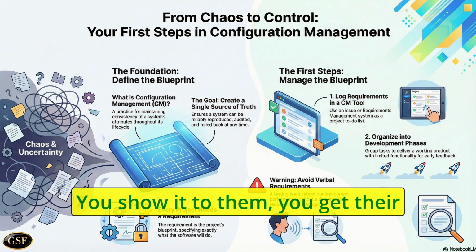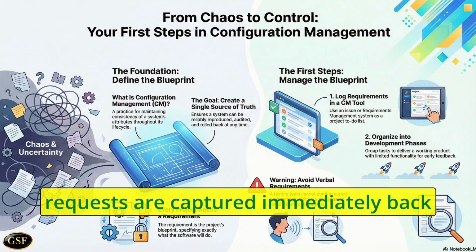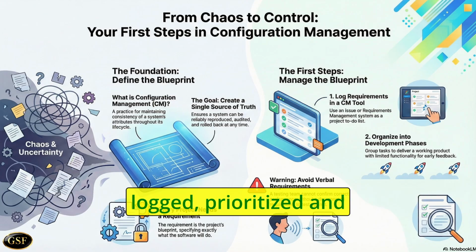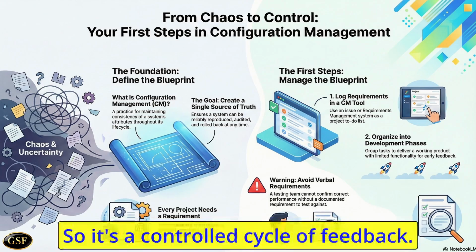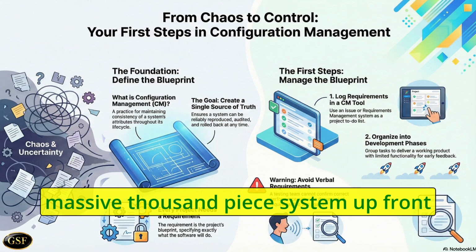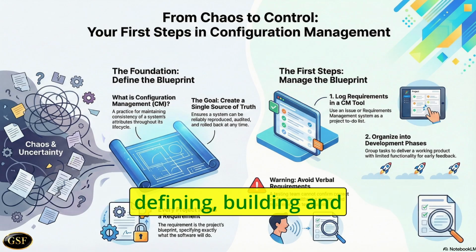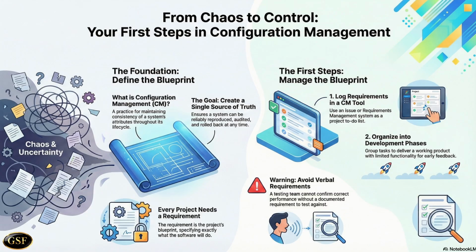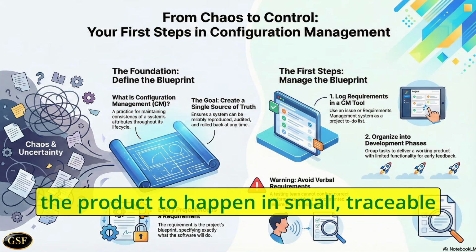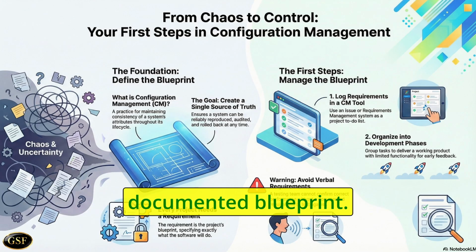You show it to them, you get their feedback, which invariably means more change requests. But those requests are captured immediately back into the managed CM system. They get logged, prioritized, and scheduled for a future phase. So it's a controlled cycle of feedback. It's the difference between defining this massive 1,000-piece system up front and just hoping nothing changes versus defining, building, and delivering in controlled chunks. It allows that inevitable evolution of the product to happen in small, traceable, and controlled cycles. It ensures your code base never drifts away from the documented blueprint.